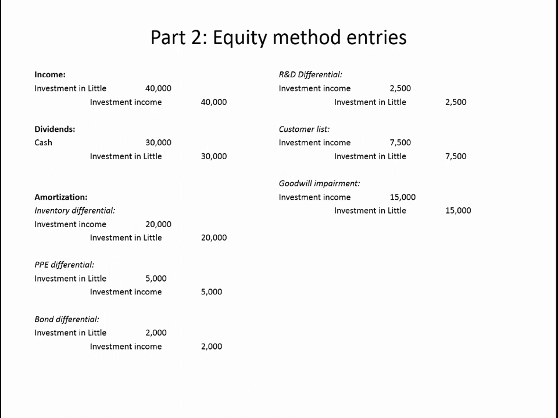Again, just a moment ago we estimated that goodwill was $55,000, but the problem description stated that at the end of the year the reported goodwill should only be $40,000. So we have to write off $15,000 of that goodwill. And again, under the equity method entries, the process of impairment or amortization involves adjustments to the investment income and the investment in Little.